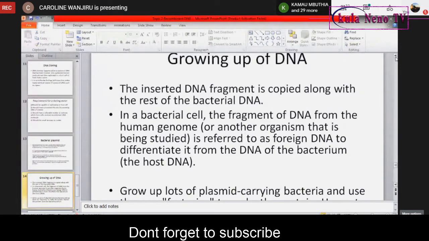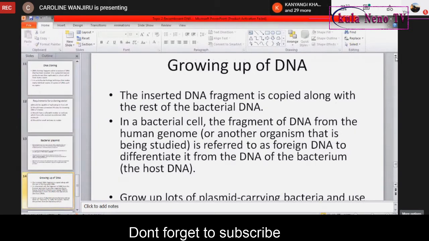In the next step, growing up of DNA. The inserted DNA fragment is copied along with the rest of the bacterial DNA. I think that is clear. And I hope that is clear, because as the plasmid is replicating, it's making copies. It's also making the rest. Remember, the rest of the plasmid contains the bacterial DNA. And you have inserted your gene of interest. So as it continues to be copied, even the bacterial DNA is being copied.